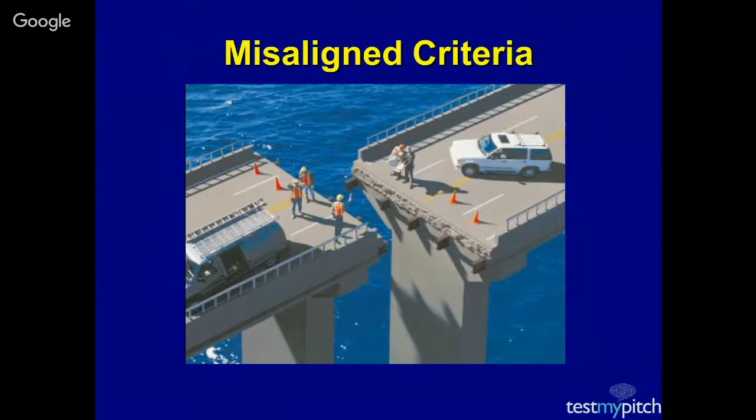So, misaligned criteria. We talked earlier about the stages that a program might have. We want to make sure that our criteria are aligned with those stages and with the outcomes that we're looking to have. So it's really key that when we have these misalignments, we recognize that and get things back in line.